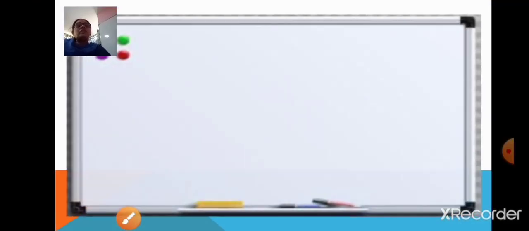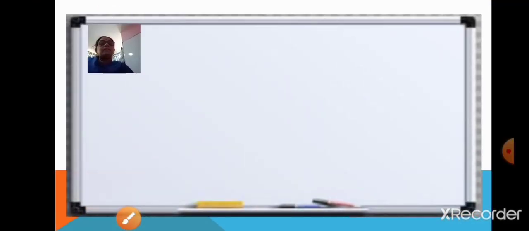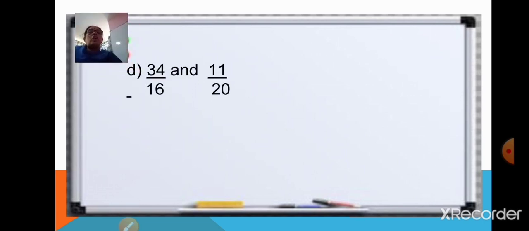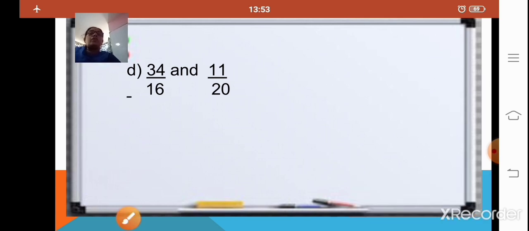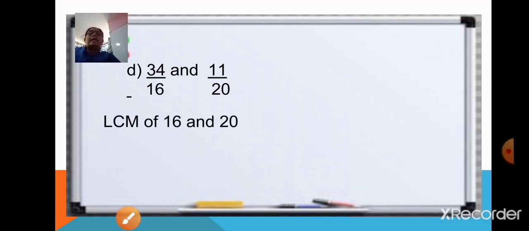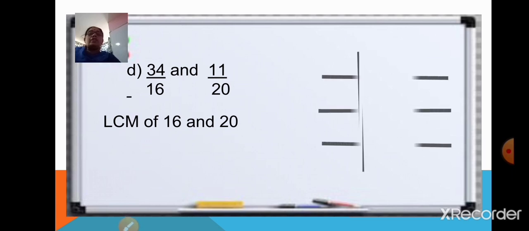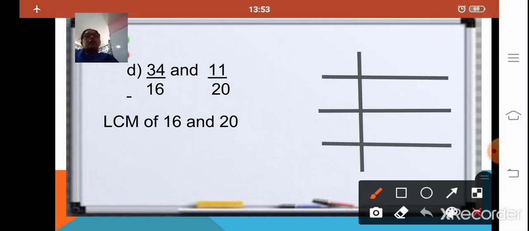Yes. Coming to the next sum. 34 upon 16 and 11 upon 20. Now here again your denominator is different, that is 16 and 20. So in this case, what will you do first? You will find the LCM of 16 and 20. Okay. So we'll write the numbers together.